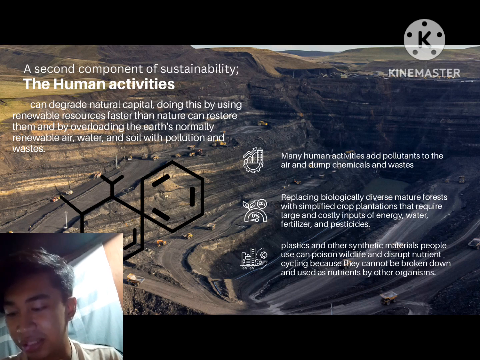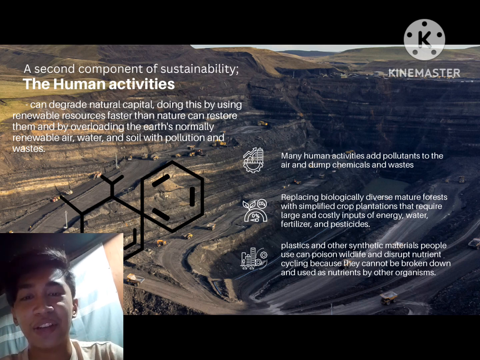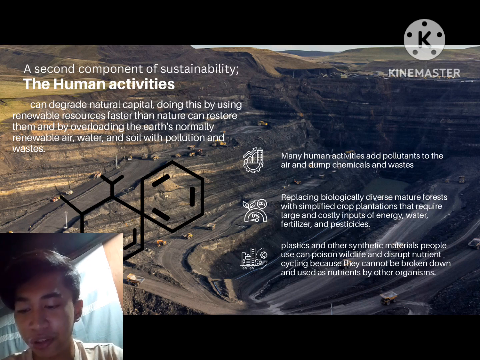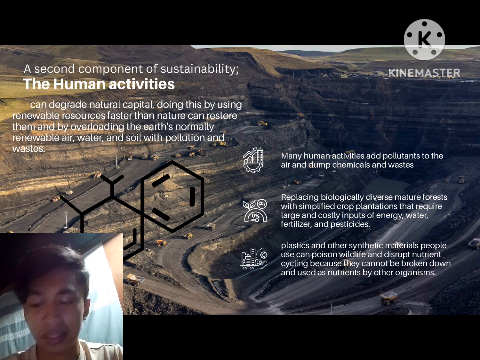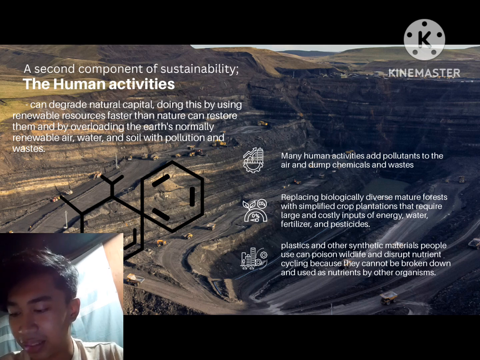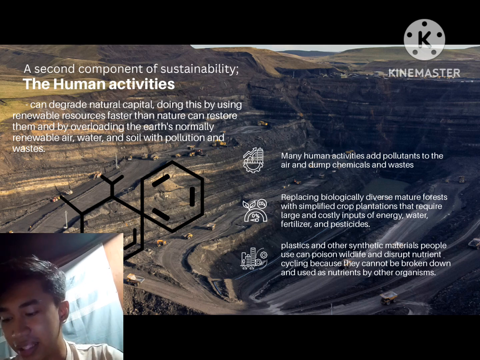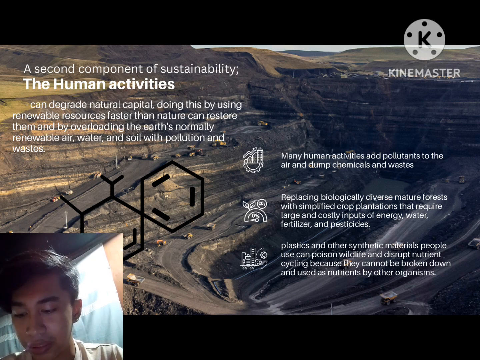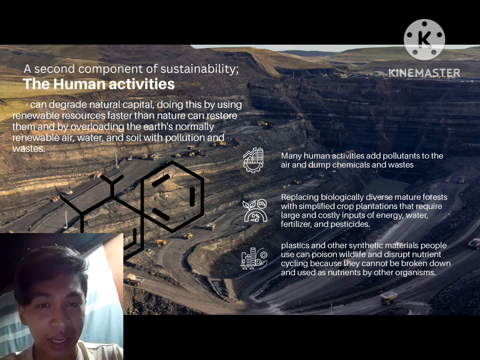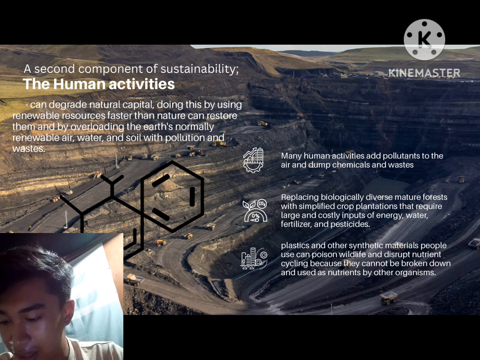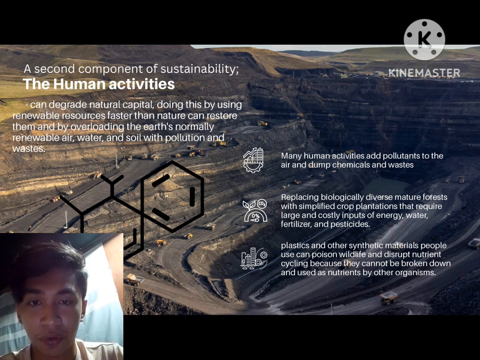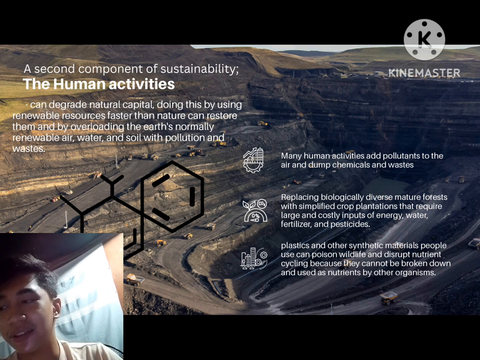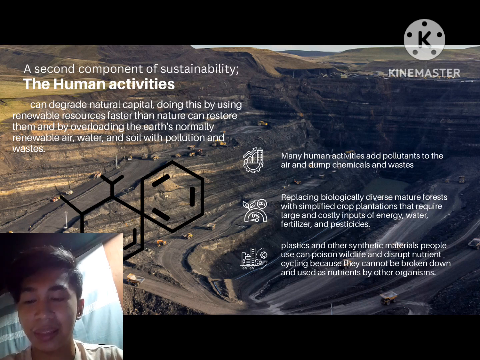human activities. Many human activities add pollutants to the air and dump chemicals and waste, replacing biologically diverse mature forests with simplified crop plantations that require large and costly inputs of energy, water, fertilizer, and pesticides. So these are unnatural things that are put into natural resources.